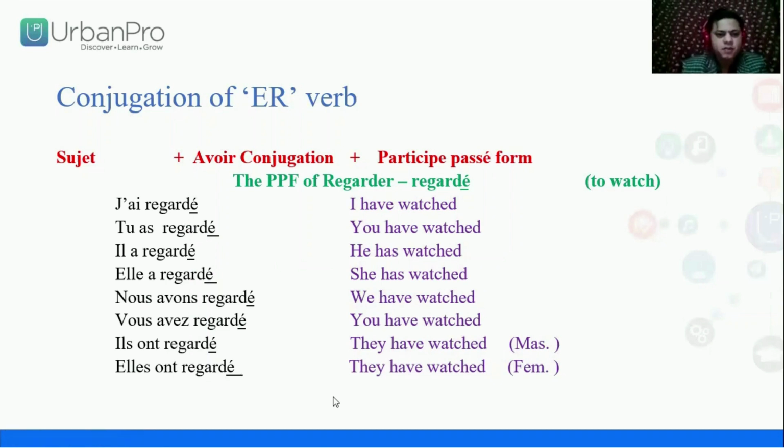It's very simple. We have done it. This is the avoir conjugation and this is the PPF. If you have learned the avoir conjugation, it's very easy for you to understand. So the first part you have to learn is the avoir conjugation, and the second part is the PPF. Now let's talk about some IR verbs.